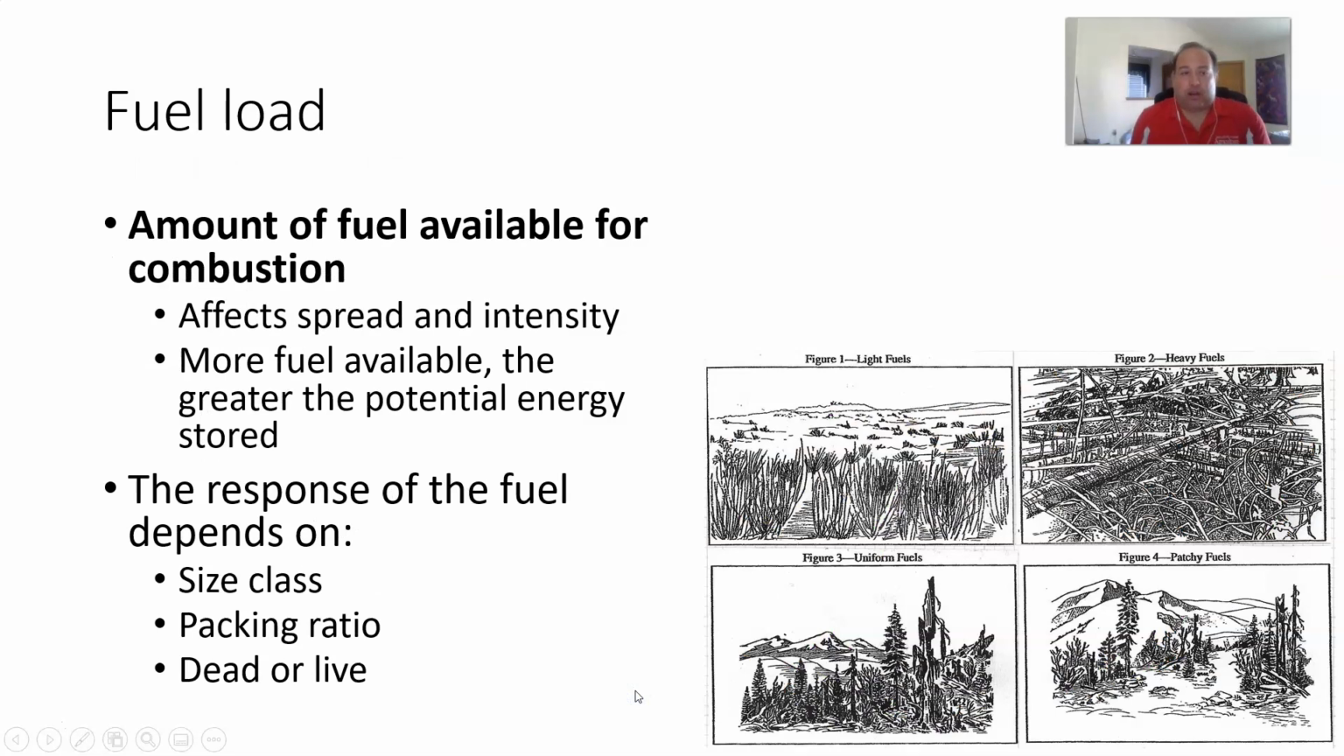But what other characteristics will affect the way fire spreads? One of the ones to focus on is fuel load. The fuel load is defined as the amount of fuel available for combustion. So when we're talking about fuel load, we're talking about it being able to affect the spread and intensity. If we look at this figure here on the right, we've got light fuels, heavy fuels, uniform fuels, and patchy fuels. So when we think about fuel load, the idea is: is there a lot of stuff to burn or is there little stuff to burn?